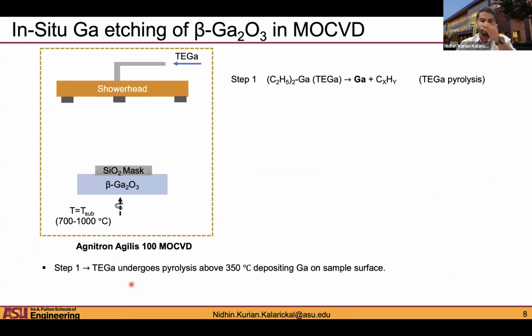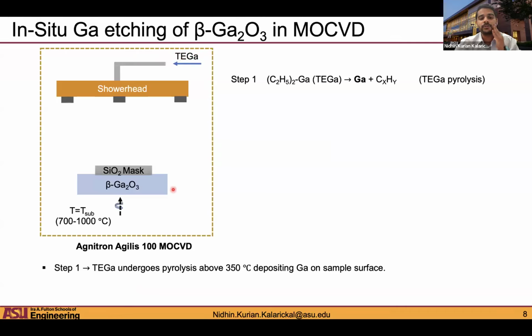Okay. So this is where we've tried this new technique. The idea is to use what is known as TEGa, which is triethyl gallium, as the precursor to directly etch gallium oxide.